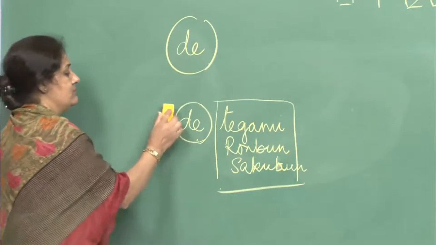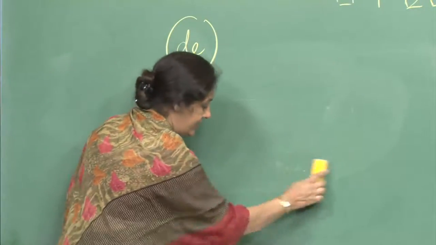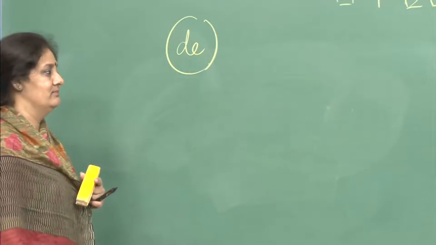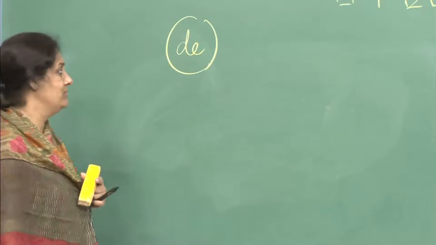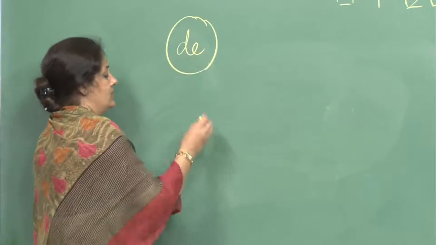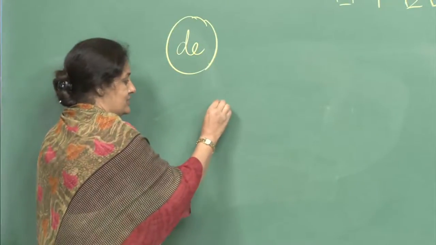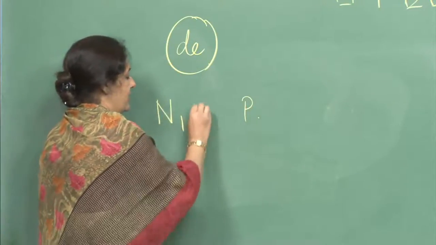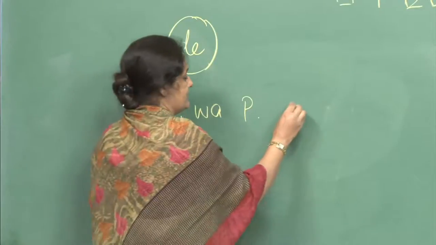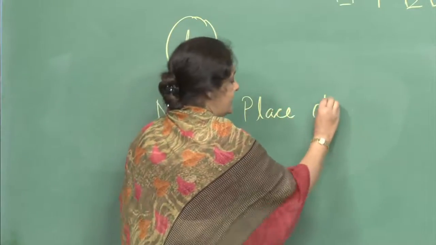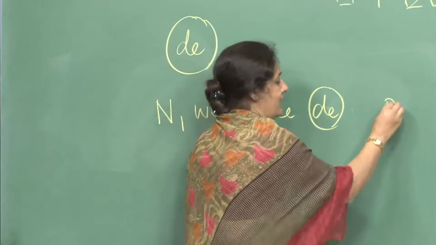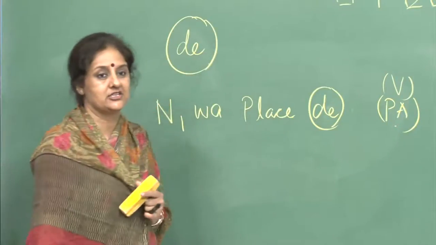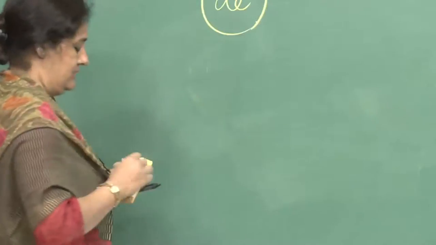So, over here, we will do this de, which I have done just very slightly in the previous chapter. They, when you perform a certain activity at a certain point. So, noun 1 wa, place de, perform an activity, which generally would be a verb because verbs are action words. So, well, we will see how it is done.